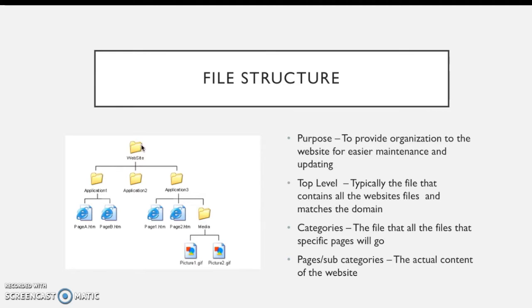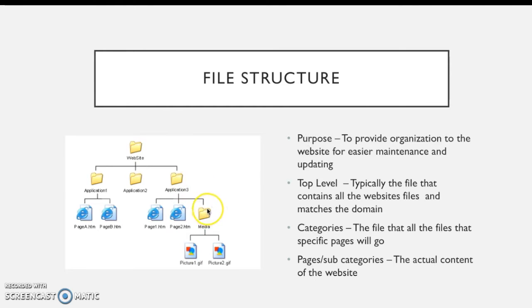So this would be the unk.edu file. This would house all the files within the top level. Next would be your category files. These are just the category files that hold all the different pages and media and pictures and all the stuff within that category. So for example, let's say this application 3 was our academics file.